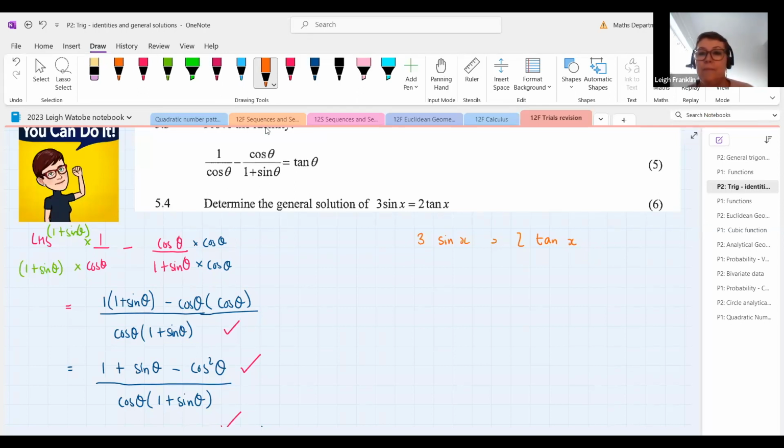How would you guys begin? That's it. Okay, so change tan theta. That's it. Use my tan identity. So I'm going to go 3 sine x equals 2 sine x over cos x. And remember, the 2 is only at the top because it means 2 over 1. Okay, good, lovely. And now after here, what would you do? What would we do in our next step, do you think?